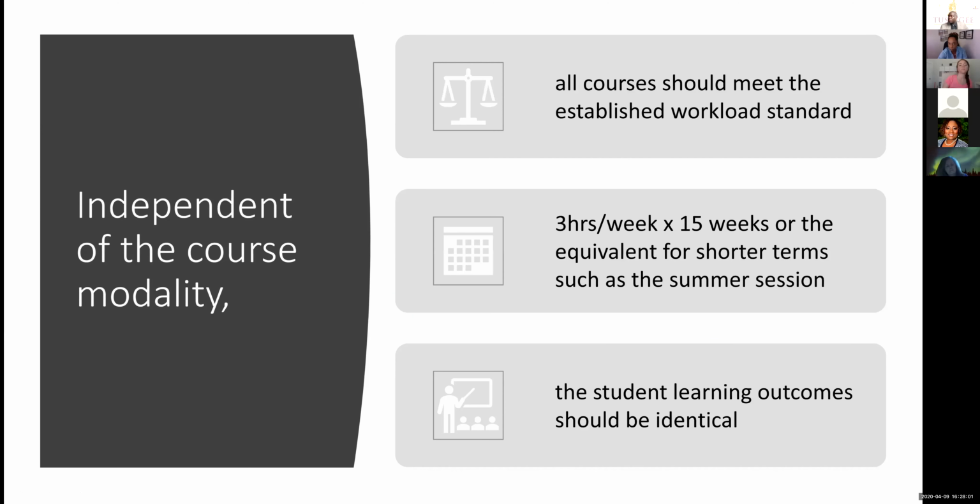So this is just a reminder, all courses independent of modality have to meet the standards, and the student learning outcomes should be identical, whether the course is offered online or face-to-face. The outcomes should be the same. The expectations of what you expect the students to achieve, or competencies, have to be identical for both modes of delivery.